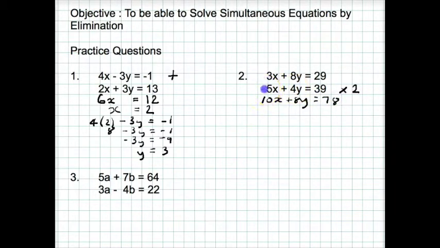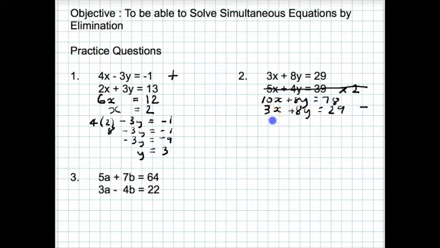Check the signs. Cross this one out, we don't need it anymore. They're both positive, so we have to take one equation away from the other. It's best to take the smaller one, this top one, away from the bottom one. It makes it easier because you're not dealing with negative numbers there. So I'm going to write this one underneath: 3x plus 8y equals 29. And I'm now going to take them away.